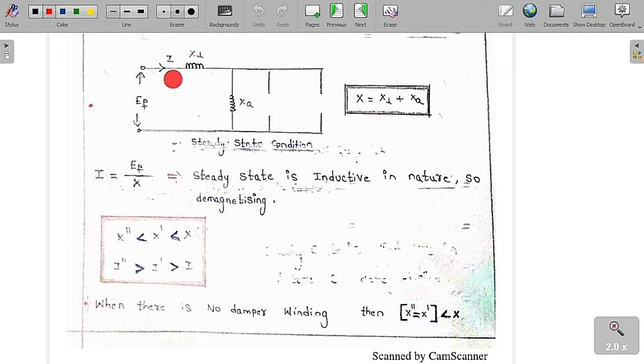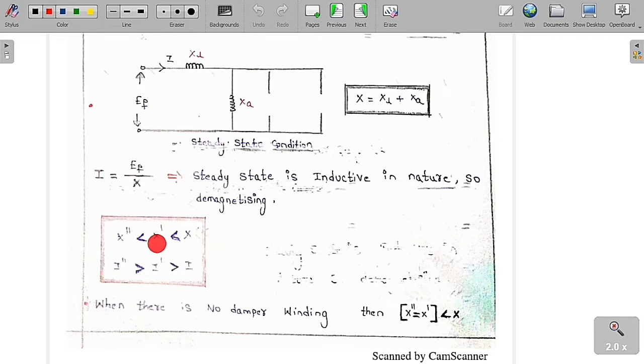So the current is going to lag here. In the generator, as I have already told you, whenever the current I is lagging, we get a purely demagnetizing effect because it is a purely inductive circuit. So the steady state current is inductive in nature, so it is basically demagnetizing. Therefore here you are going to get a smaller amount of current because the reactance is very high.